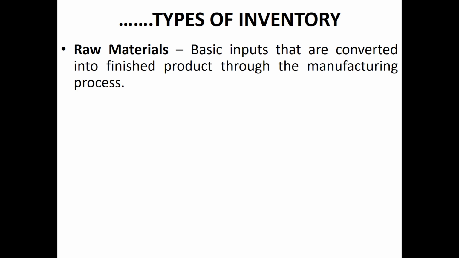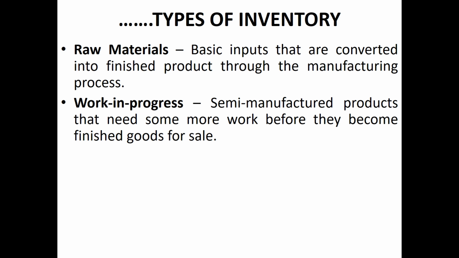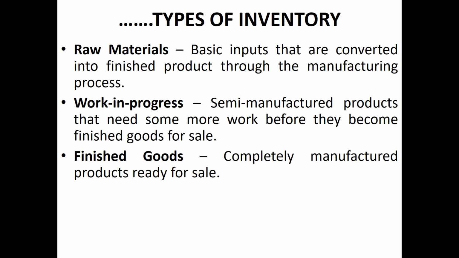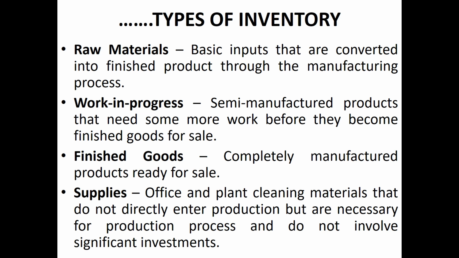Type of inventory. Raw materials: basic inputs that are converted into finished products through the manufacturing process. Work in progress: semi-manufactured products that need some more work before they become finished goods for sale. Finished goods: completely manufactured products ready for sale. And finally, the supplies: office and plant cleaning materials that do not directly enter production but are necessary for the production process and do not involve significant investment.